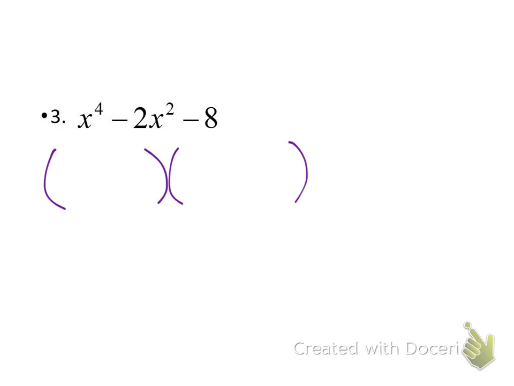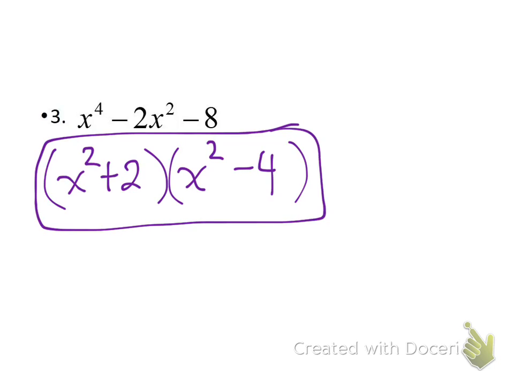Jacob? X squared plus 2, x squared minus 4. I would agree with that for an answer on number 3. That's a wonderful question. If you put x squared minus 4 and then x squared plus 2, that is perfectly acceptable. It does not matter to me as long as you have the correct sign with the correct number.